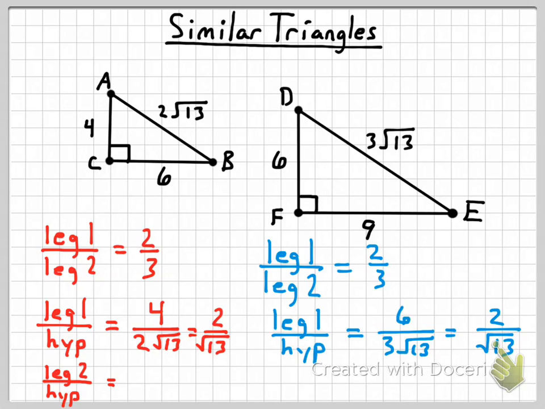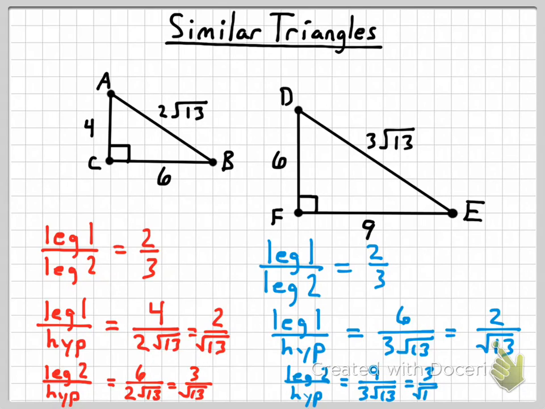In the smaller triangle, that would be 6 over 2√13, which would simplify to 3 over the square root of 13. In the second triangle, that ratio would be 9 over 3√13, which also simplifies to 3 over the square root of 13. All right, so here's the point that I'm trying to make. If you know that two triangles are similar, then the ratios between any pair of sides in one triangle are always going to equal the ratios between the same pair of sides in another similar triangle.